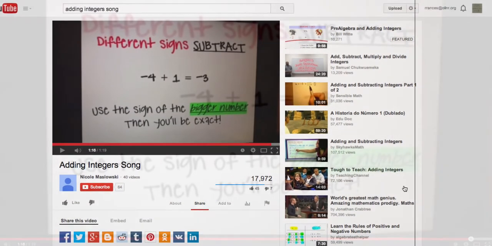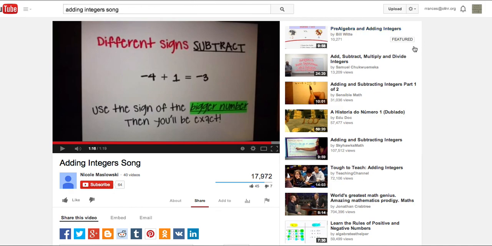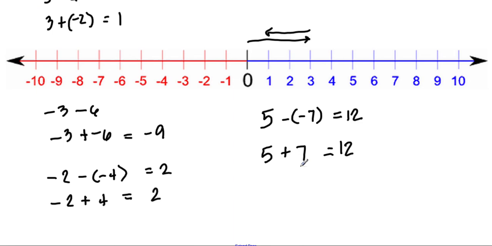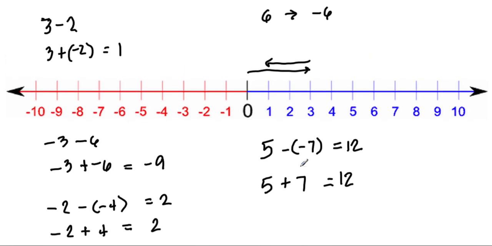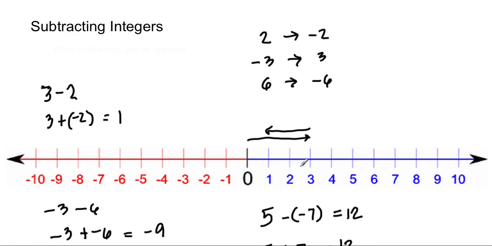And hopefully that will haunt you for a few days. So you will remember how to add and subtract integers using a number line and using this particular song. So this is another way of adding and subtracting integers without using models.